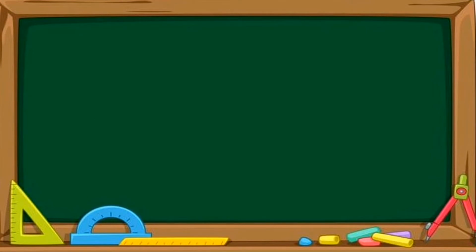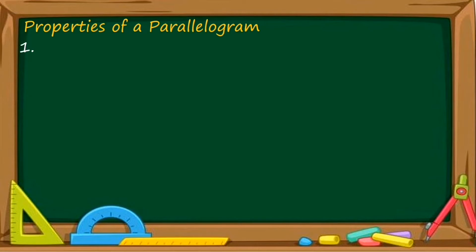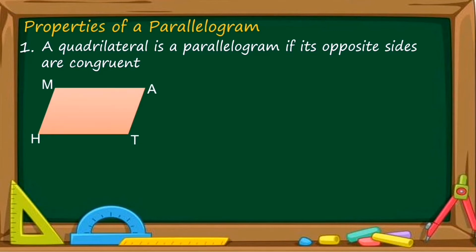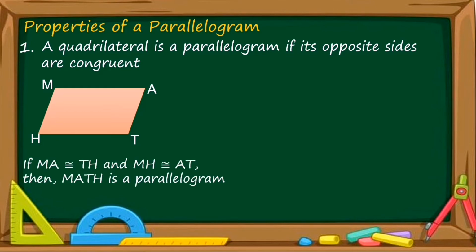Now, let us discuss the properties of a parallelogram. First, a quadrilateral is a parallelogram if its opposite sides are congruent. Okay, let us illustrate using this quadrilateral MATH. If MA is congruent or equal to TH and MH is congruent to AT, then this quadrilateral MATH is a parallelogram. Let us have an example.